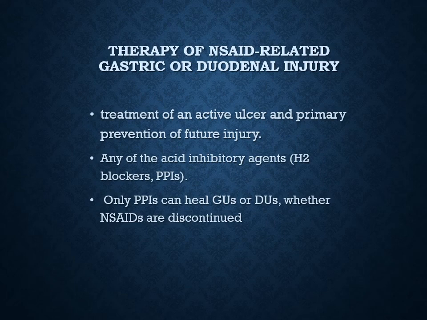The goal of therapy for NSAID-related gastric or duodenal injury is to treat the active ulcer and the primary prevention of future injury. We can use any of these acid inhibitory agents such as H2 blockers and PPIs, which can also be combined with antacids, but only PPIs can heal gastric or duodenal ulcers whether or not NSAIDs are discontinued.